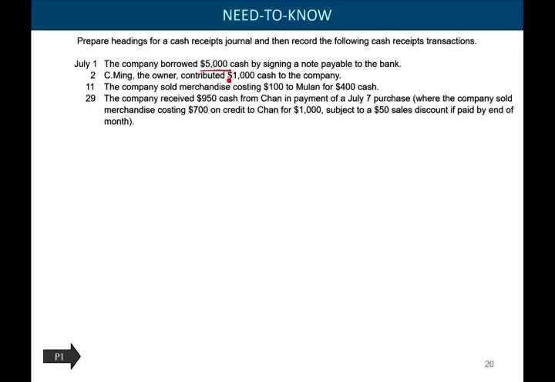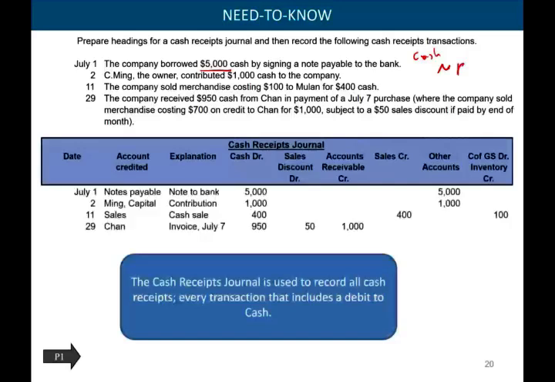So the company borrowed $5,000 cash by signing a note. The entry is debit cash, credit note. Now, what you do is you have a column debit cash under cash debit, and you credit other account, which is the note. Next, the owner contributed $1,000 cash. Well, for the second entry, you debit cash, credit capital. We debit cash, credit other account, which is capital.